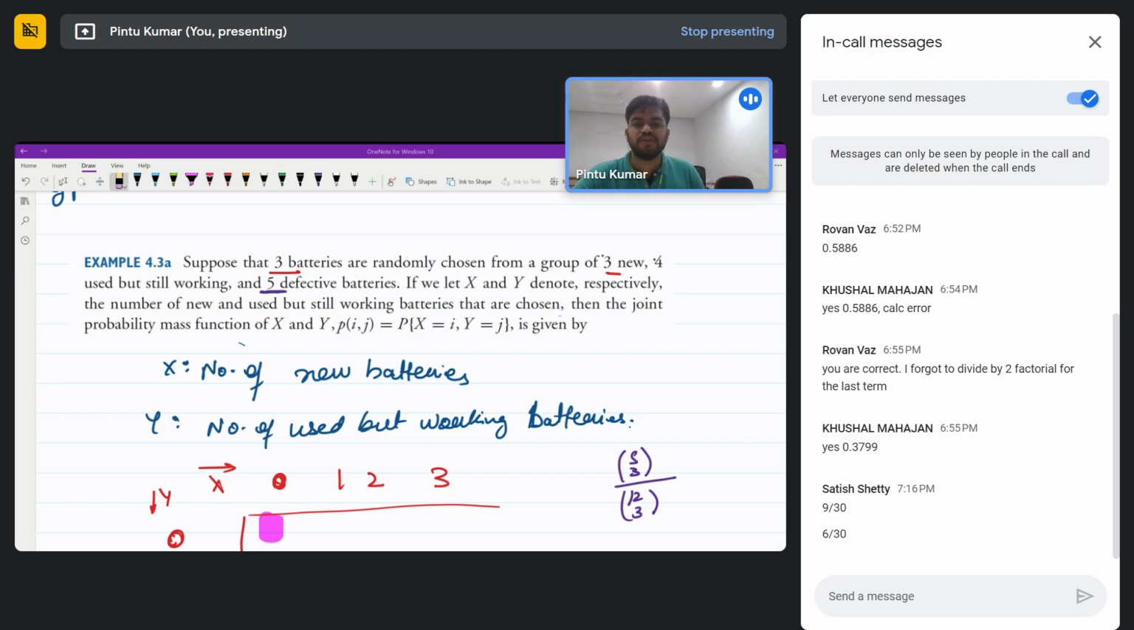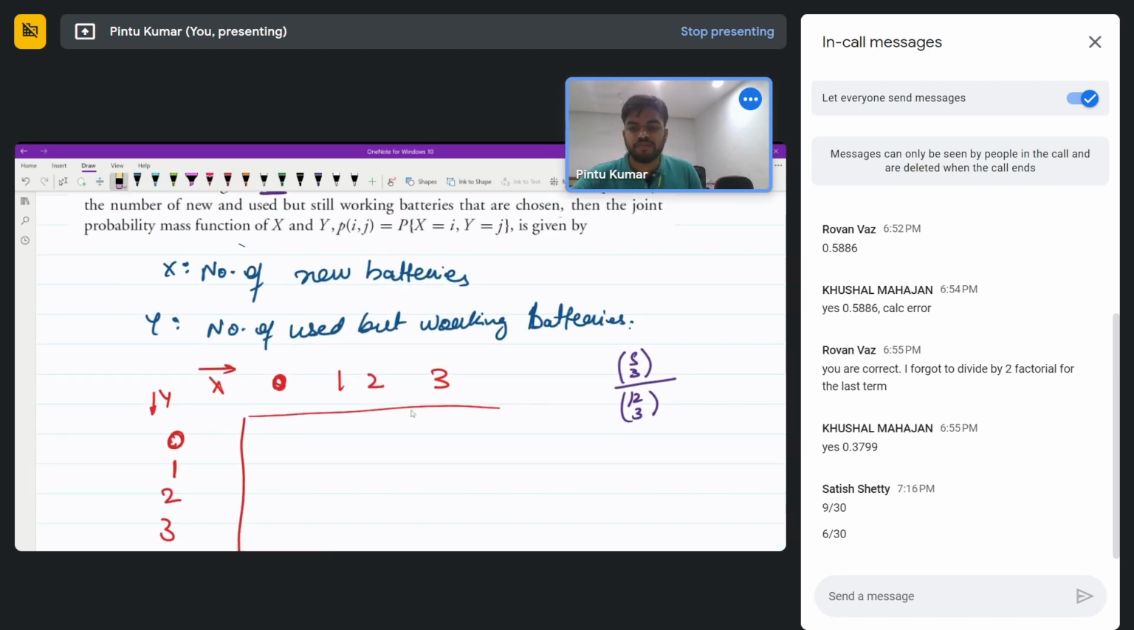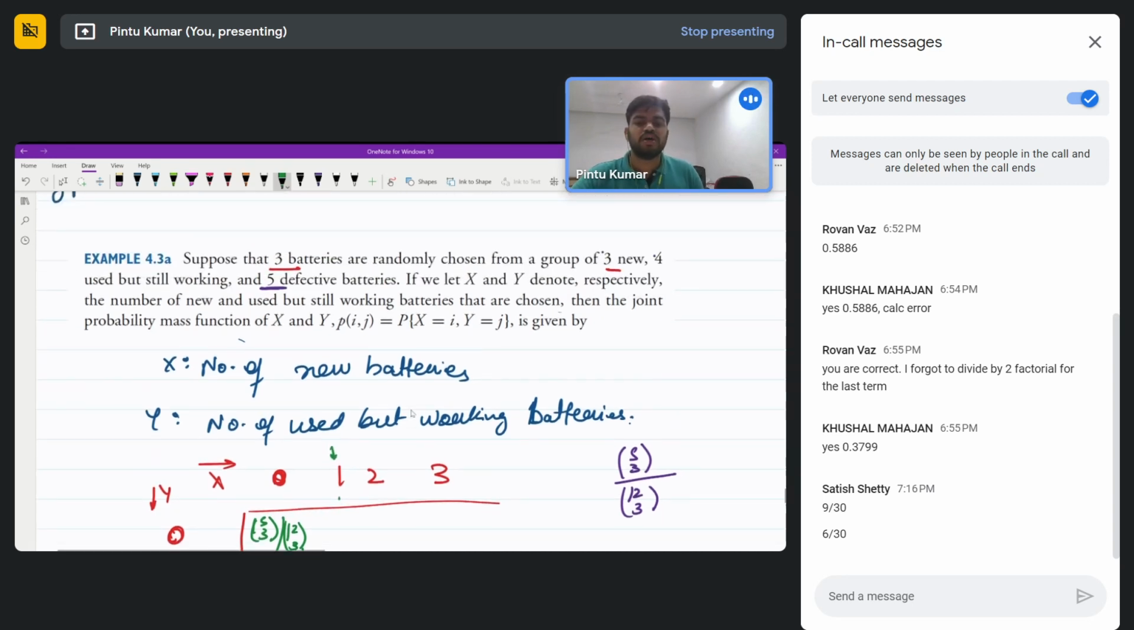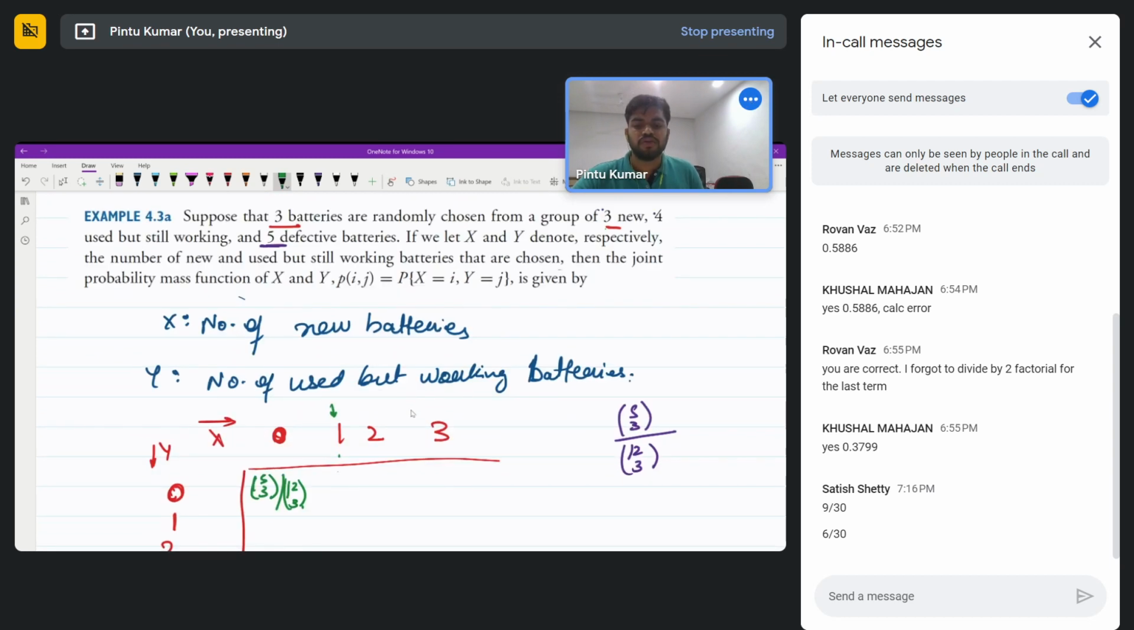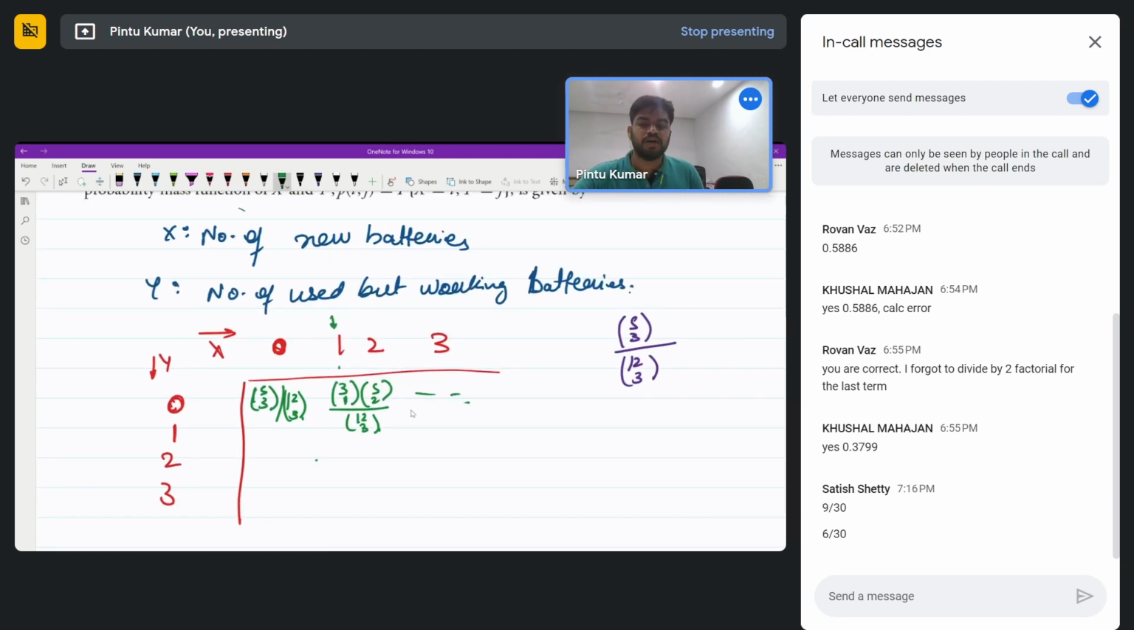Yes, I think I have done this correctly. So this will be the probability that needs to be filled here. That is 5C3 divided by 12C3. Now, for the case when X is equal to 1, you have to choose 1 from the 3, so this is 3C1, and the rest 2 you have to choose from the defective ones, so 5C2, again divided by 12C3. So this way you can fill up this table.